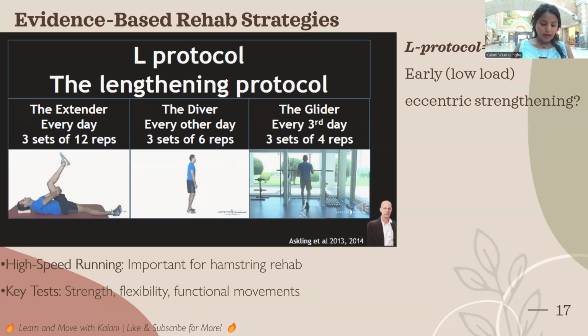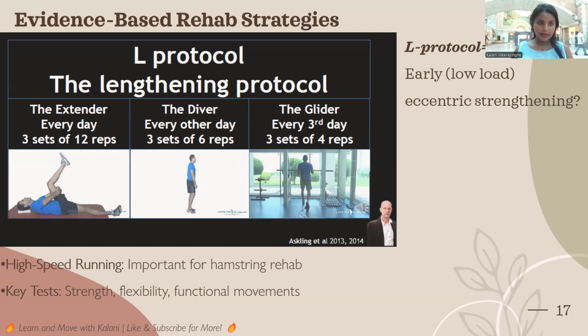In addition, here's how we ensure rehabilitation is effective and backed by research. For the evidence-based strategies proposed, we have to follow the L protocol, which is the lengthening protocol following a hamstring strain. For example, it includes 3 types of exercises. The first is the extender, then the diver, and the glider.